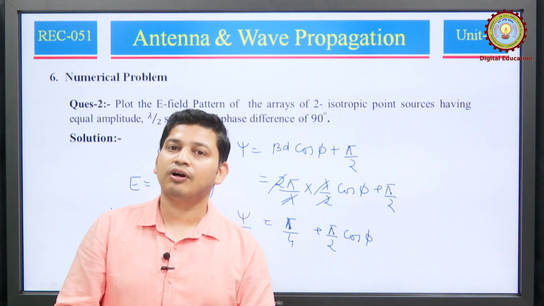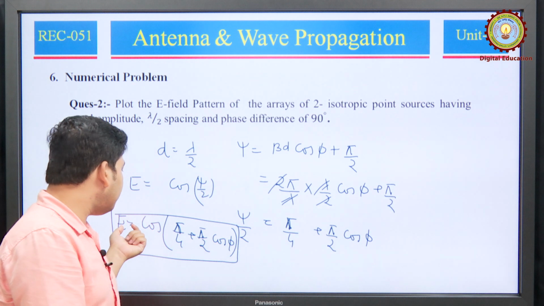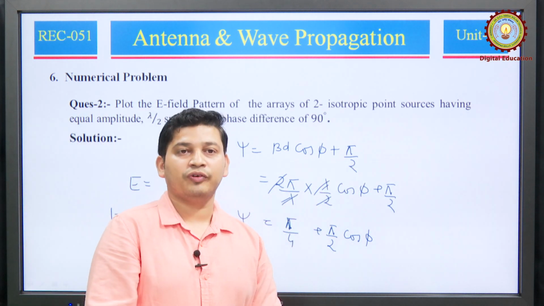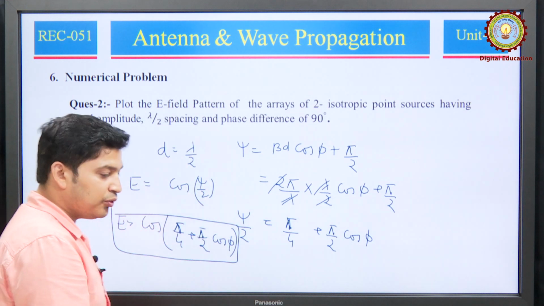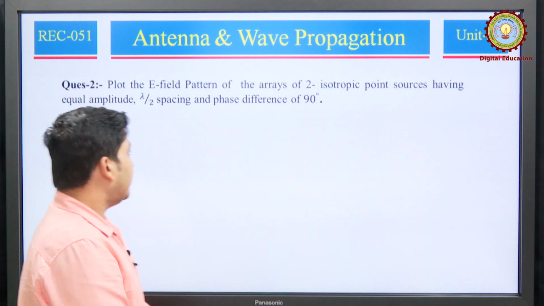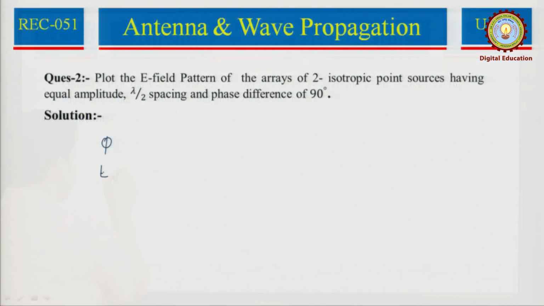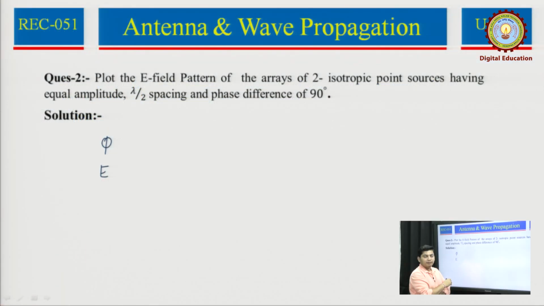For different values of phi, we need to find out the value of electric field, and those values are going to be plotted over here. So, moving to the next, again the same process: for different phi values I have to calculate the electric field value. Our function, if you remember, is E equal to cos of pi by 4 plus pi by 2 cos phi.